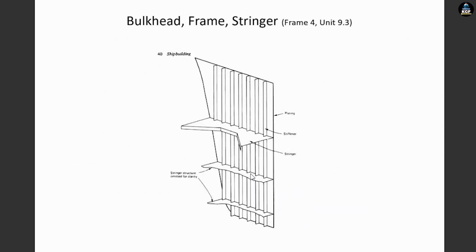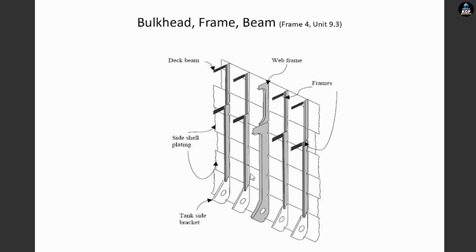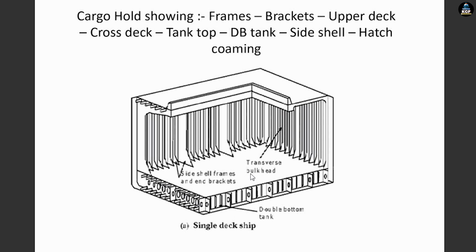So in this figure you can see the plating, stiffeners, stringers and stringers structure omitted for clarity. In this figure you can see the deck beam, web frames, side shell plating and tank side bracket. And again a cargo hold cross section view in which frames, brackets, upper deck, cross deck, tank top, double bottom tank, side shell, hatch combings are located.